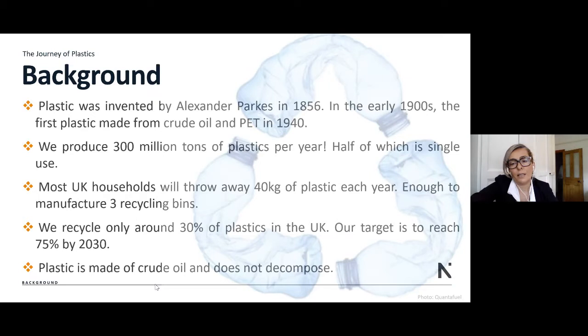Plastic was first invented in the 1800s by an English guy called Alexander Parkes, but it was made from plant fibers. Then in the early 1900s, the first plastic made from crude oil was created, and that is what plastic is made from today. We use 300 million tons of plastics per year, and half of this is used only once and chucked away. On average, the UK household throws away 40 kilos of plastic per year, enough to manufacture 3 recycling bins. This is just a third shy of my weight in plastics.